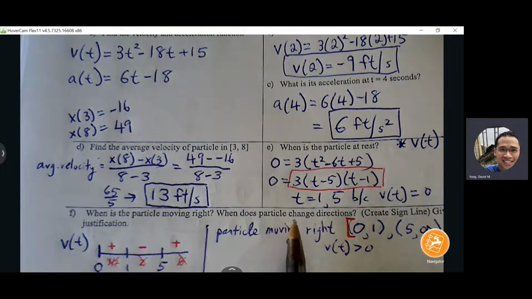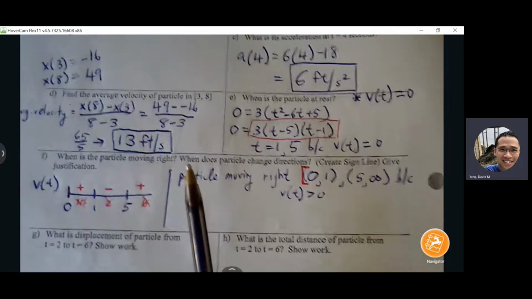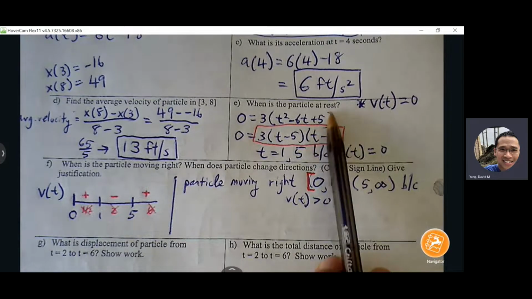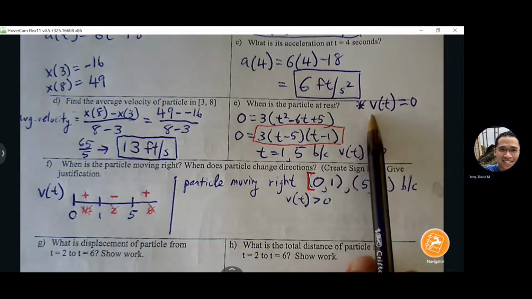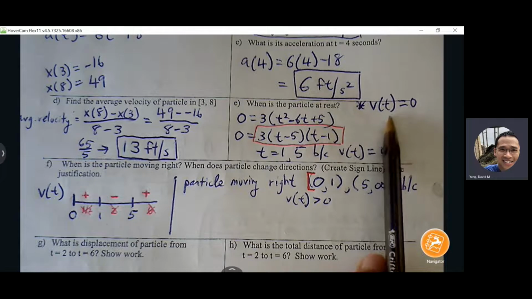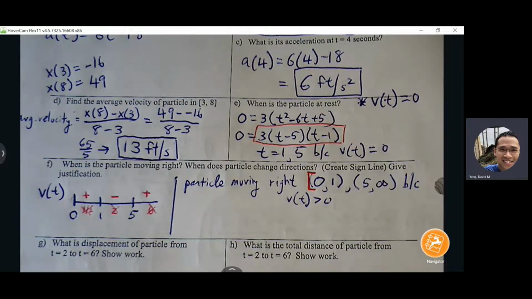Okay, part E, when is a particle at rest? We have to interpret that correctly. A particle at rest is when the object is motionless, and the object is motionless when velocity is 0. So we take our velocity function, we set it equal to 0, we factor, try to solve for t, and we get 1 and 5.